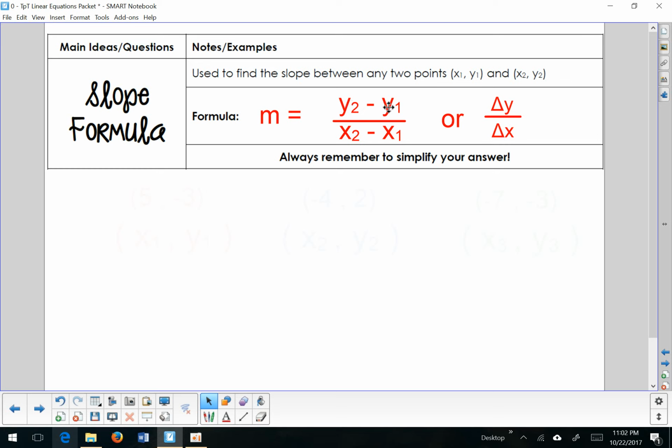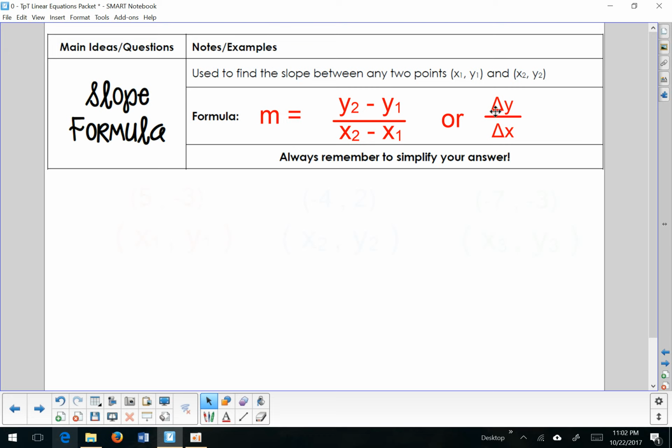y2 minus y1 is how you calculate the numerator. y2 is the y value from the second point. y1 is the y value from the first point. The denominator of your ratio will be the second x value, x2, subtract the first x value, x1. So this is the actual mathematical formula.